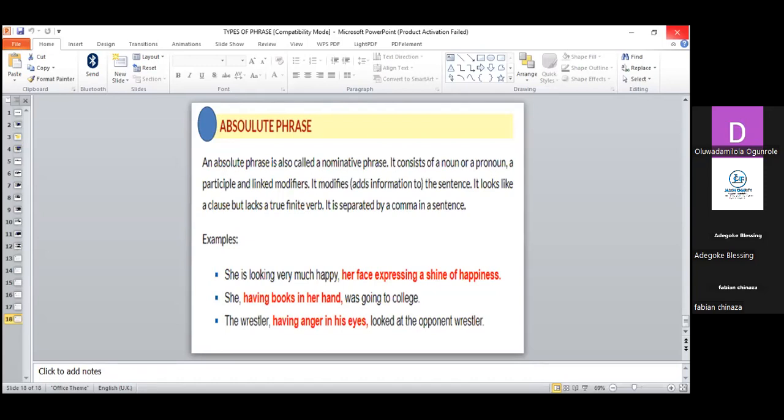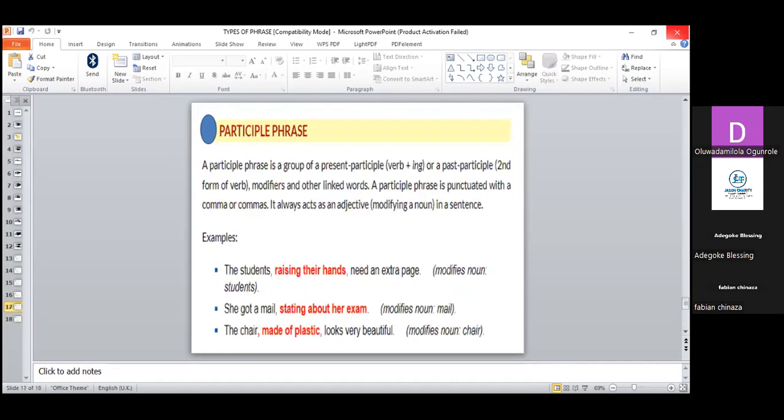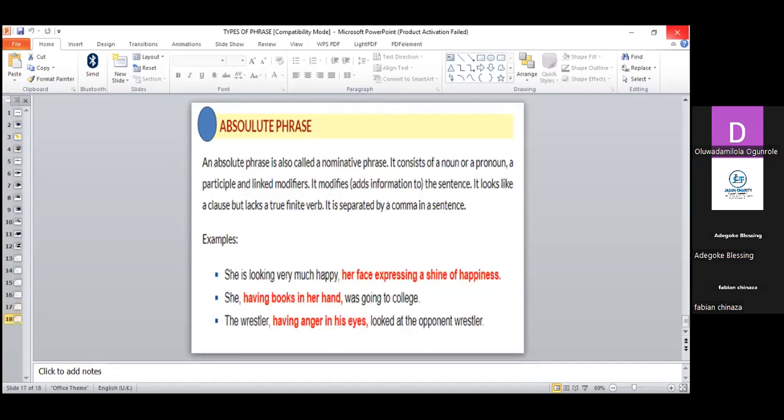Now, what this means is that while your participle phrase modifies the noun or the noun phrase in the sentence, an absolute phrase modifies a whole sentence. So you pay attention to that. This gives us more information about the sentence as a whole.